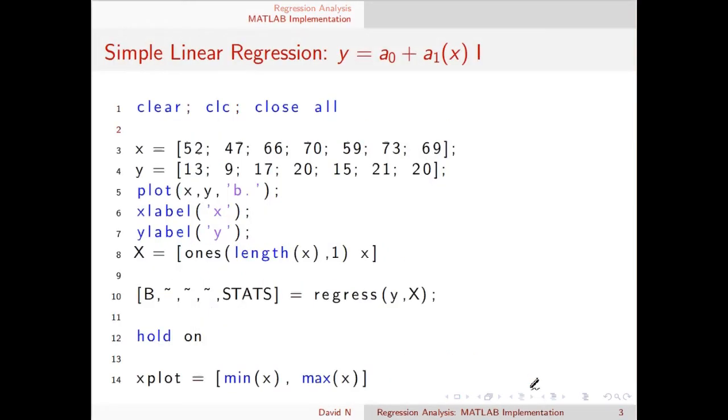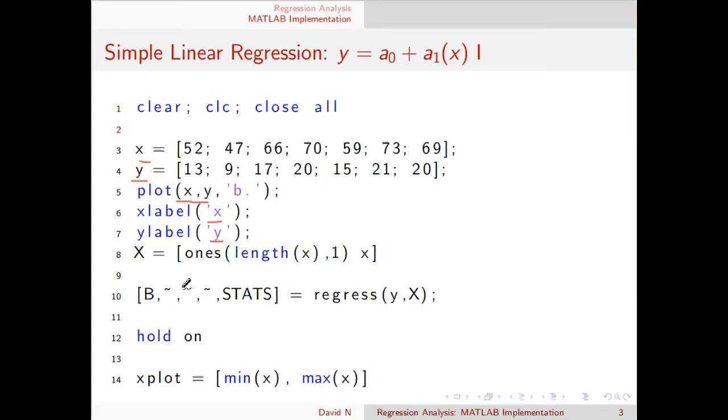At first, let us consider the simple linear regression of a single independent variable x. Clear, clc and close all commands clear the workspace window and the command window and close all the currently displayed windows. The data points here are given in the variables x and y. Here x is the independent variable and y is the dependent variable. At first we are plotting the data points x and y, and then we are assigning the x label and y label. X label is x and the y label is y.